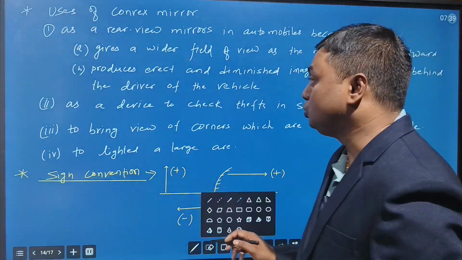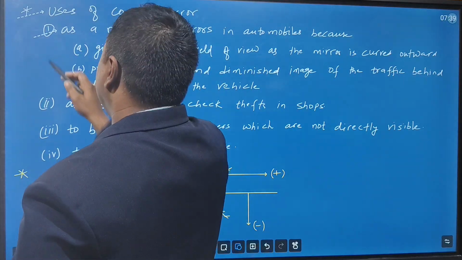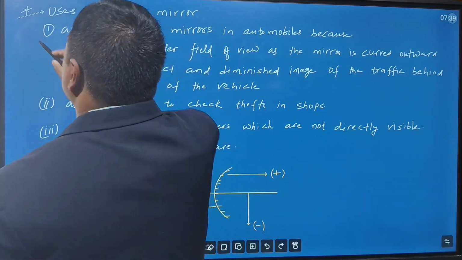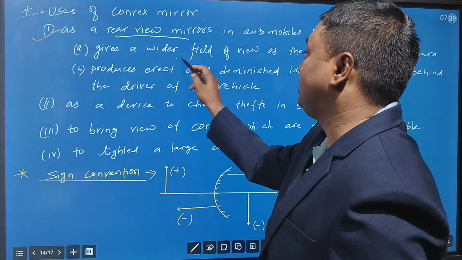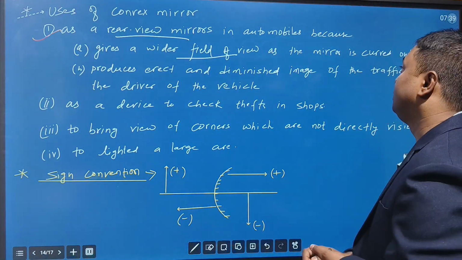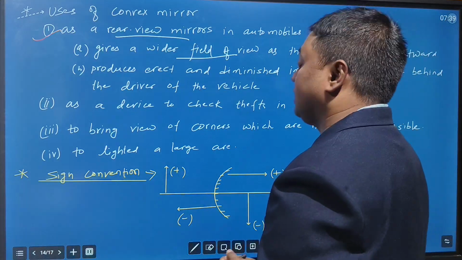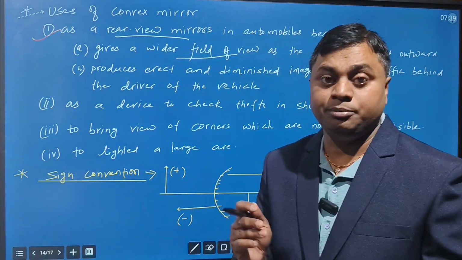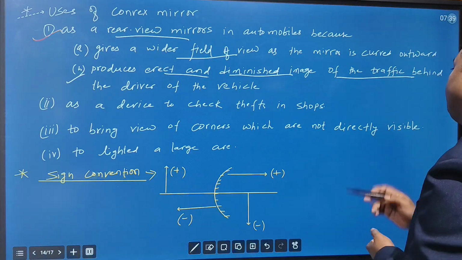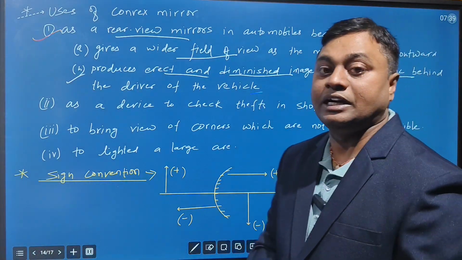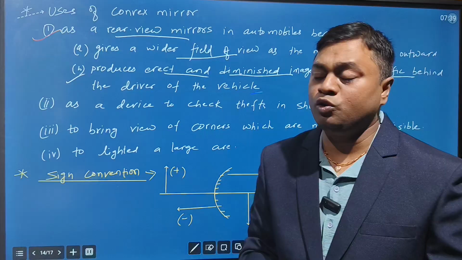Now, next we talk about the uses of convex mirror. Here we are using a convex mirror. It is used as a rear view mirror. Why? Because it gives a wider field of view. As the mirror is curved outward, it forms a very diminished image, and it produces an erect and diminished image of the traffic behind the driver of the vehicle. That is the reason we are using it as a rear view mirror.